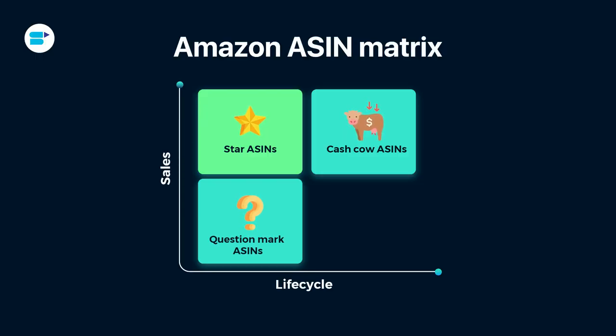Third is question mark ASINs. Now, question mark ASINs are like the new products on Amazon that aren't selling as well as you had hoped. But don't worry, there's still room for improvement. If you have products like these and you want to boost your sales, you can use promotions, coupons, and other offers to attract even more customers.